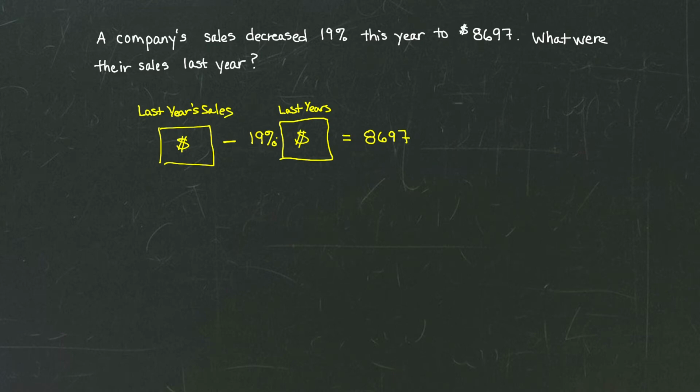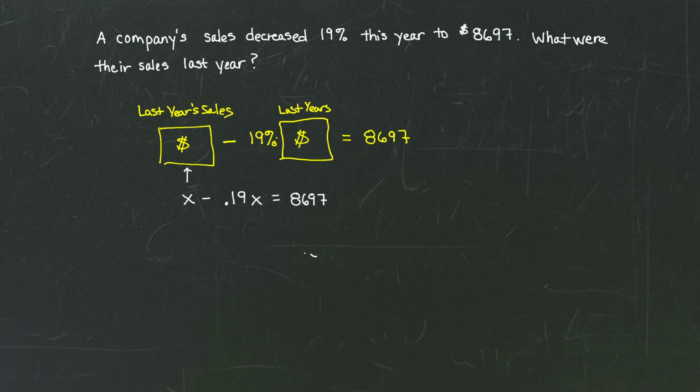Let's assign the letter X to the unknown, last year's sales. And now let's subtract from it 19% of X, right? Because again, last year's sales is X. 19% of that means we're going to multiply 0.19 times X. And what does that equal? That equals 8,697.